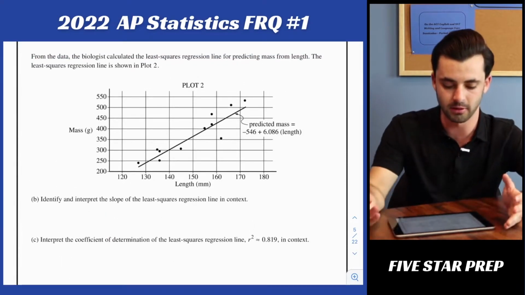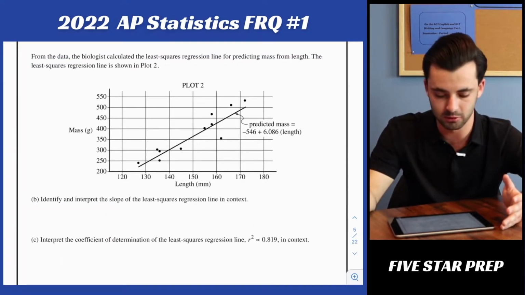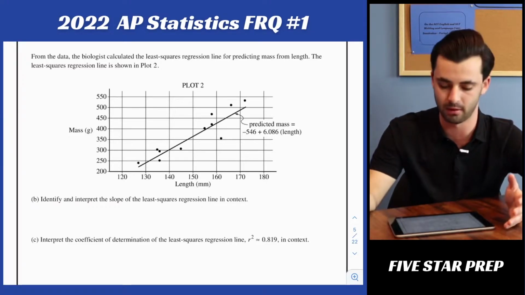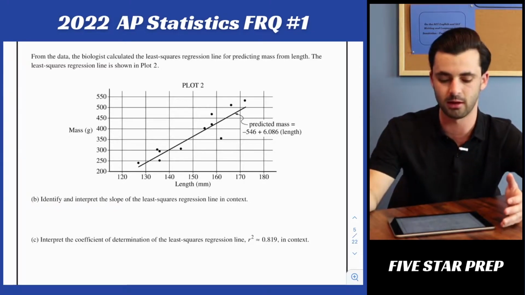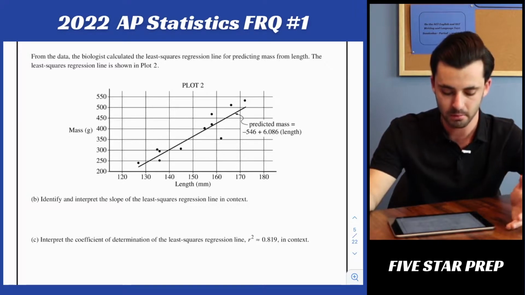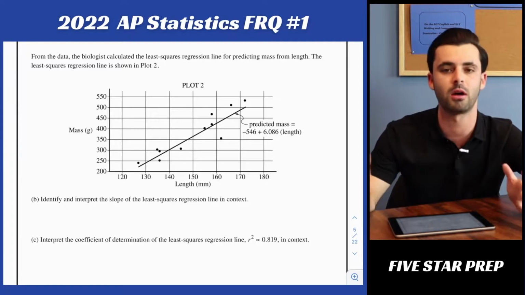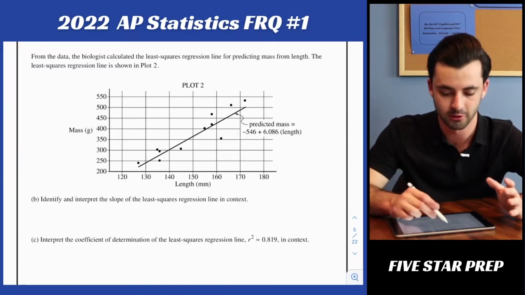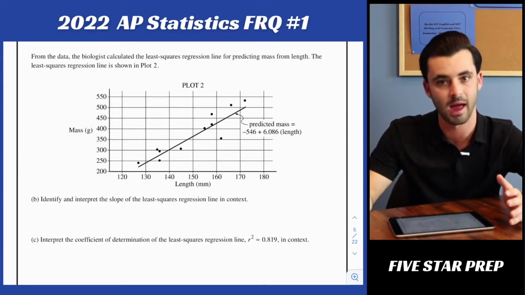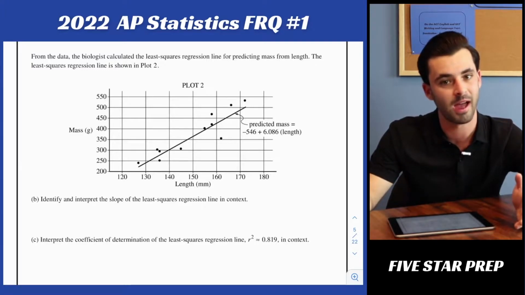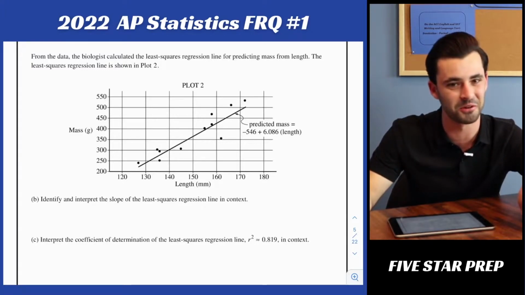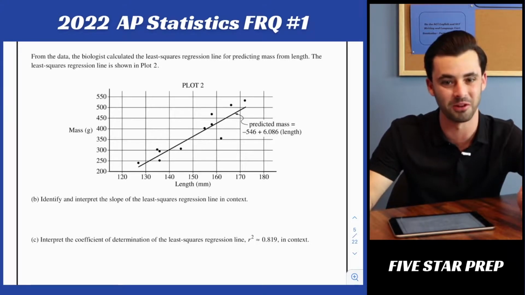Here it says, from the data, the biologist calculated the least squares regression line for predicting mass from length. The least squares regression line is shown in plot 2. B says, identify and interpret the slope of the least squares regression line in context. We've been talking about slope since elementary school. So go back to your 4th grade class and ask your teacher, hey, Miss such and such, or Mr. so-and-so, what is the slope of the line and what does it mean?